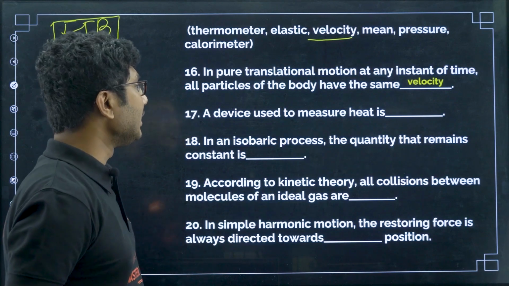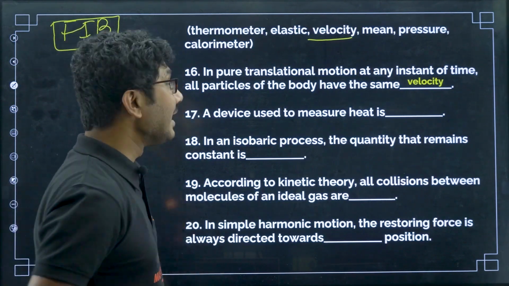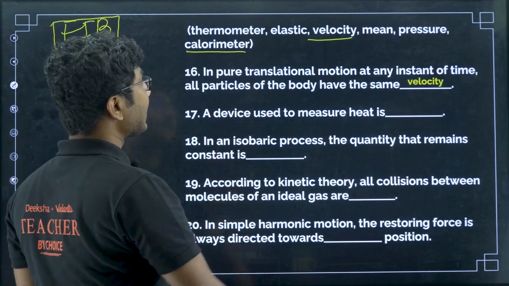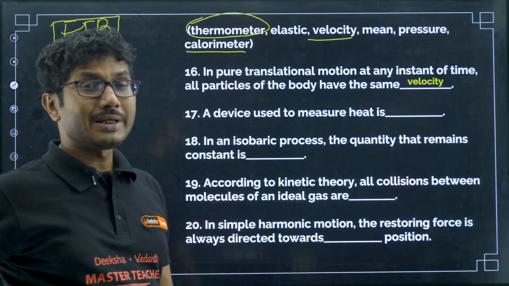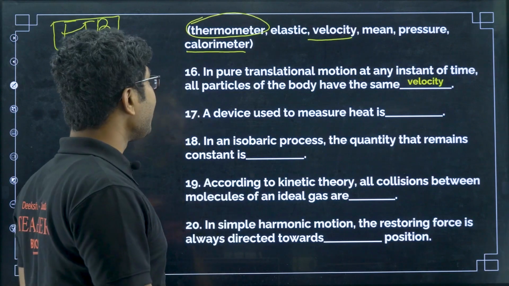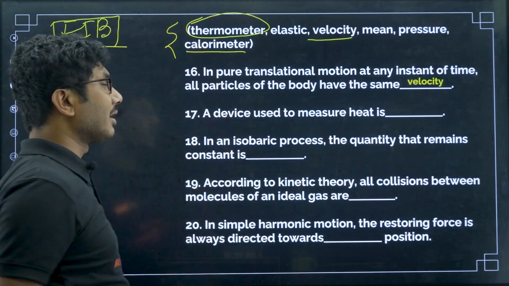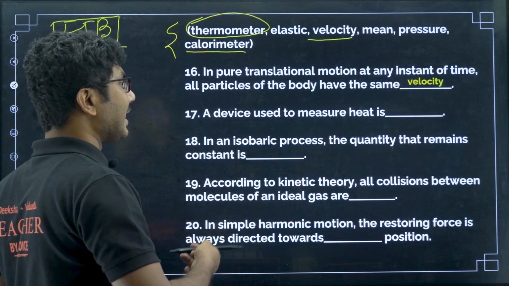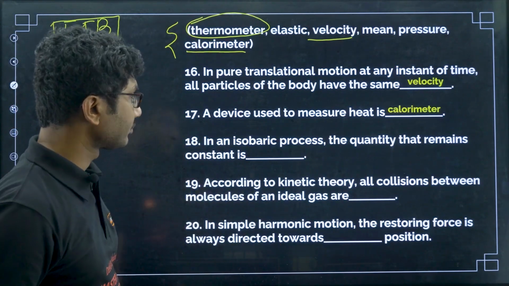Now, a device used to measure heat. Which device is used to measure heat? Heat is measured using a calorimeter. Don't confuse it with the thermometer. A thermometer is used to measure temperature, whereas a calorimeter is used to measure heat. There is an option here, either thermometer or calorimeter, but in this case calorimeter is the correct answer, not the thermometer. So don't get confused.